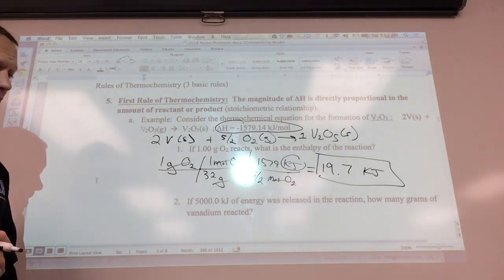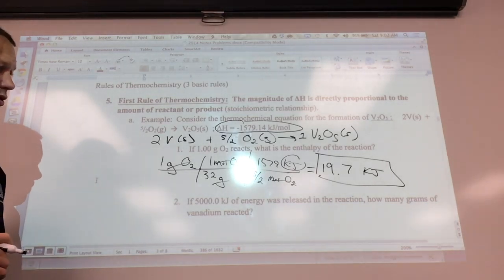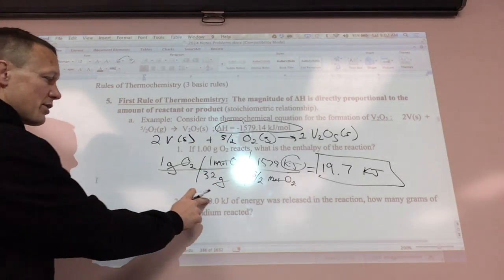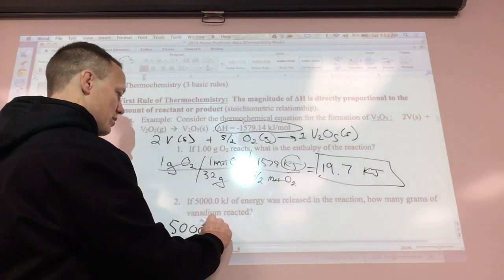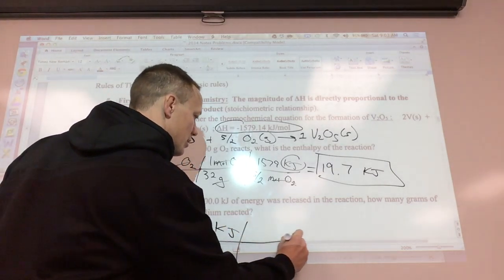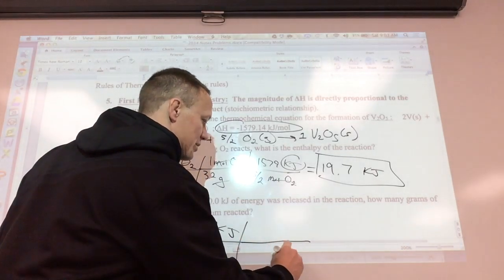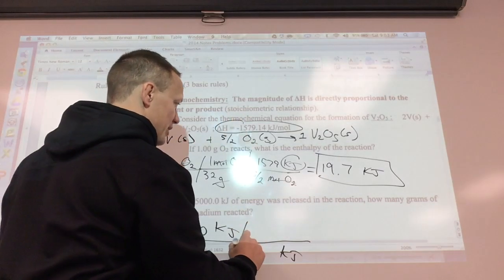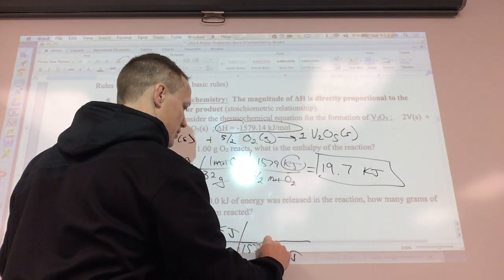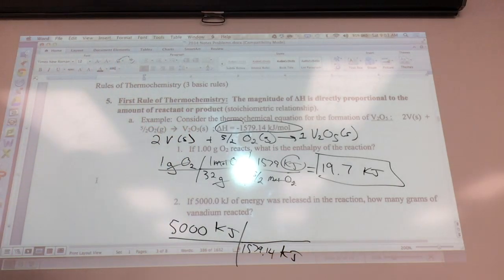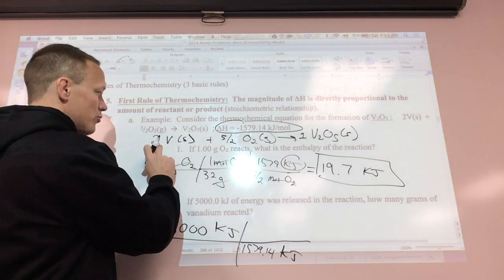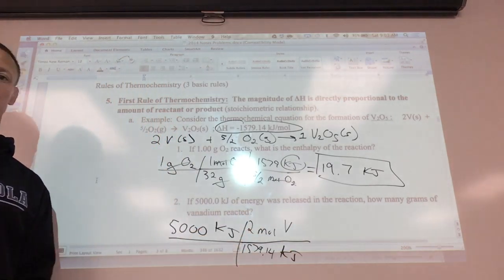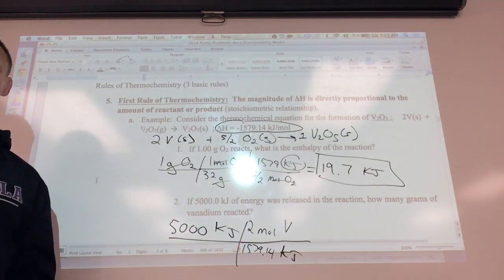Next question on here says if you had 5,000 kilojoules of energy was released in the reaction, so more than that, how many grams of vanadium must have reacted? So now we start with our 5,000 kilojoules. Again, I know I need kilojoules down here, so I'm going to use my delta H, my enthalpy change for the reaction, and say that there's 1,579.14 kilojoules of heat released for every 2 moles of vanadium. That much heat for every 2 moles. Or I could divide it in half. There's half that much for every 1 mole.